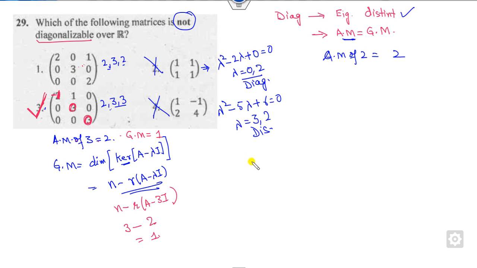If you look at this example, then it will be 3 minus the rank of A minus 2I. If I take A minus 2I, it is 0, 1, 0. What is the rank of this? The rank of this is 1. So the geometric multiplicity of this is 2, which is the same. So it is diagonalizable, but we need the one that is not. So the third is the correct answer.